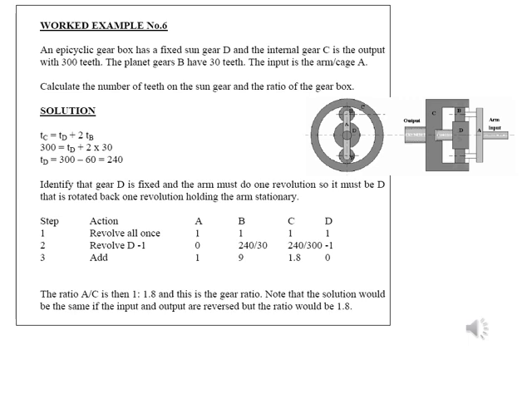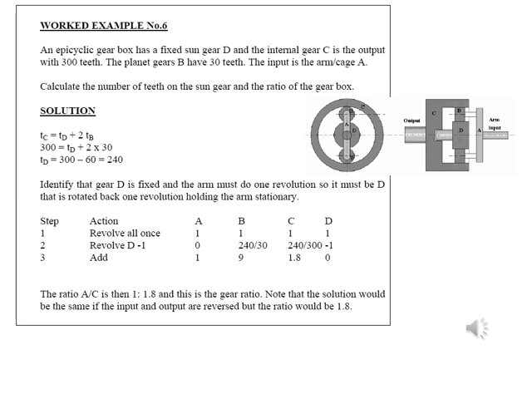Now, gear D is fixed, and the arm must do one revolution so that D is rotated back one revolution, holding the arm stationary. So of course over here, you need to make sure all these steps are related to the sun gear revolution. Previously in case 1, gear C is the sun gear, so the sun gear needed to be revolved minus 1 revolution. In this case, gear D is the sun gear, so gear D should be revolved minus 1 revolution.